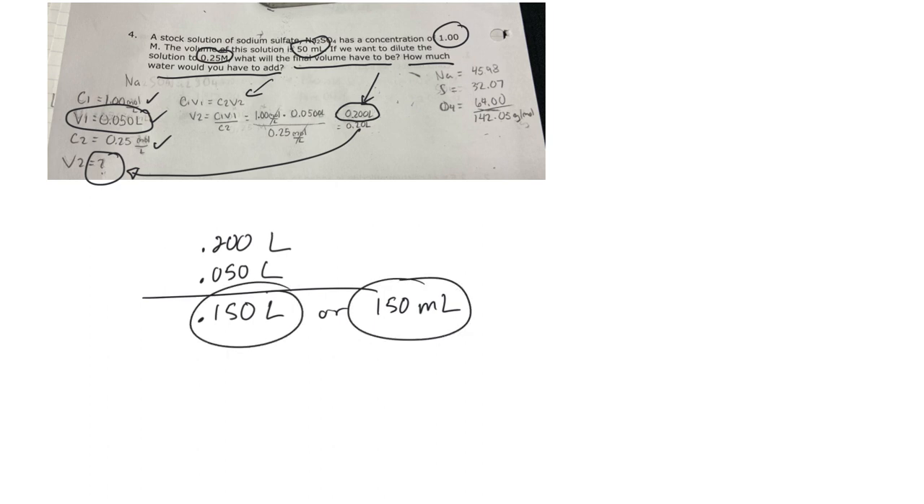Okay, so you started in the beaker with 50 mils, and then they brought it up to 200 mils, and you're wondering how much you have to add, so you just subtract those two.